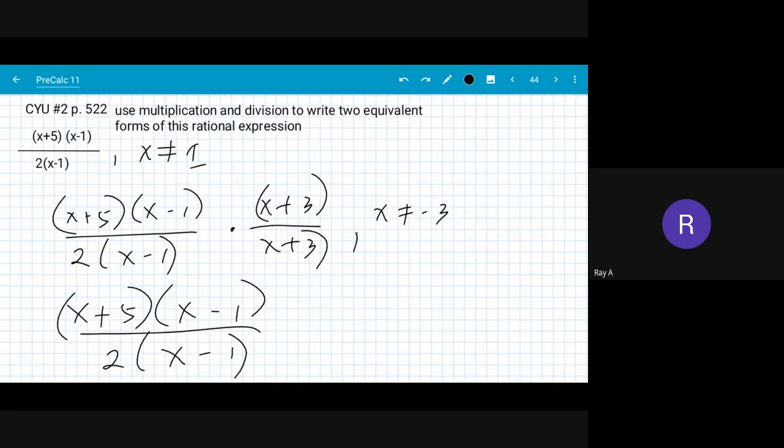What do you notice? These two will just cancel out, right? And the answer is x plus 5 over 2. While the top will be different, they're equivalent. So there was no non-permissible value added because we just got rid of the x minus 1. Next.